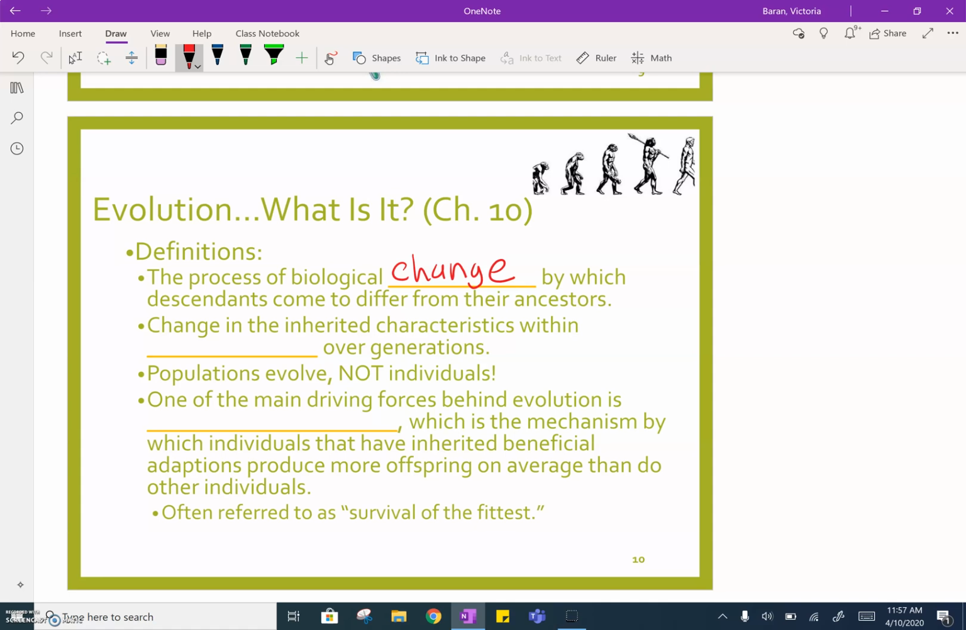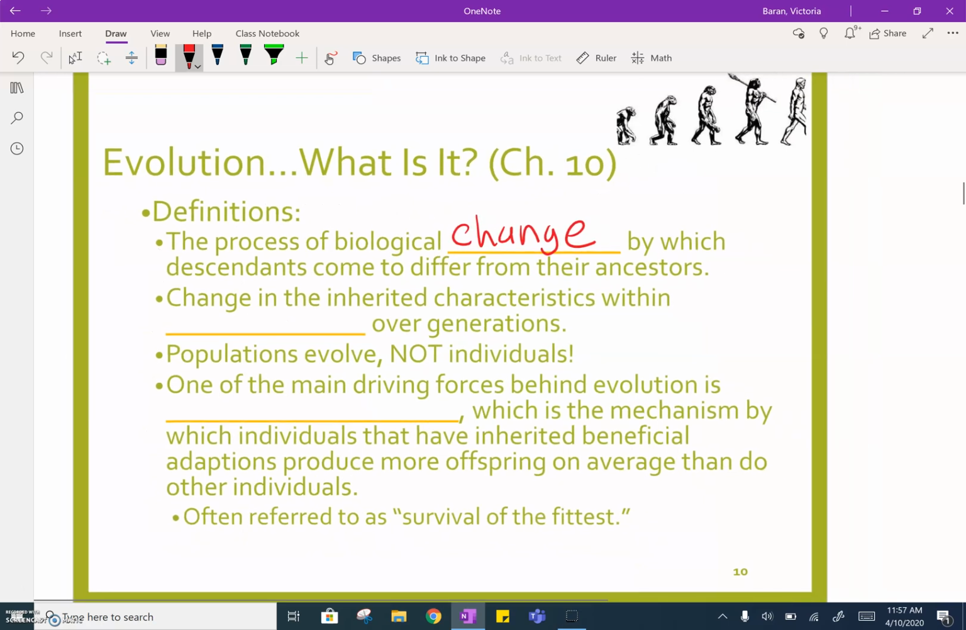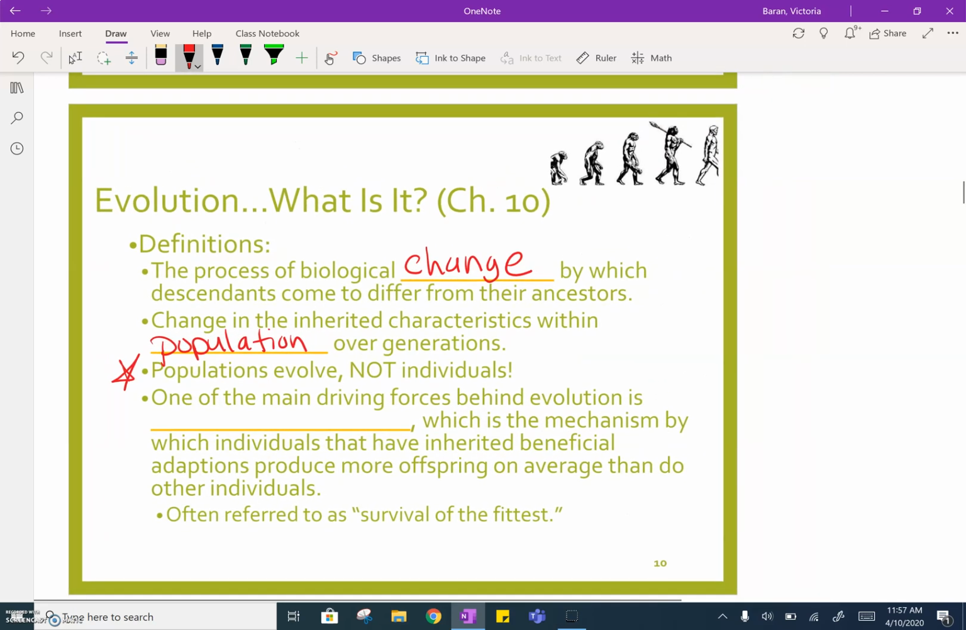Now, this change in the inherited characteristics, as I said before, occurs within a population. So we're seeing a population change over time, over multiple generations. And this is super important. Populations evolve, individuals do not. Which brings me to this image right here.